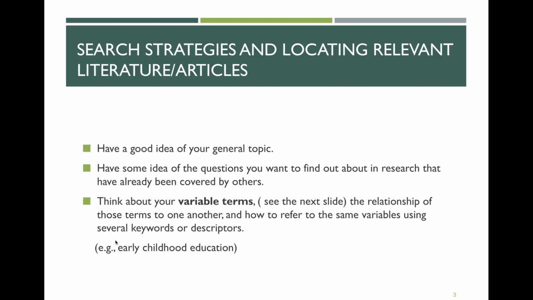So how are you going to go about finding these relevant literature articles? One thing is, you need to have a good idea of your general topic. We've discussed this, and I think all of you have a place to start. Questions you want to find out about in the research that have already been covered by others. You don't know if it's been covered, but if you look in the research to find what's been covered by others. And then think about your variable terms.